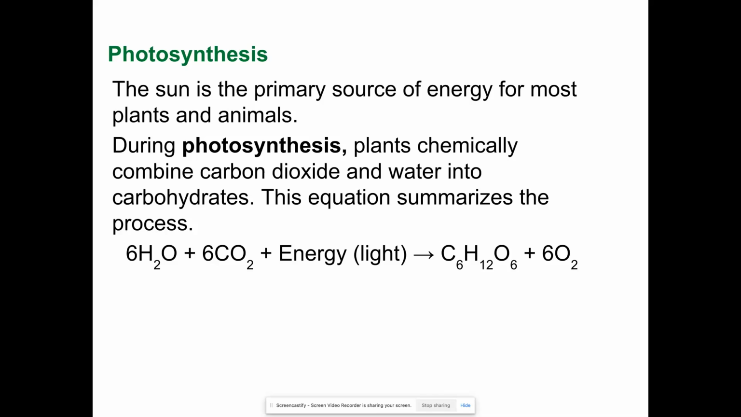During photosynthesis, plants chemically combine carbon dioxide and water to make carbohydrates. This equation kind of summarizes that process. So here we have water, here we have carbon dioxide, and then they use the energy of the light from the sun to break apart the bonds, and then it gets reassembled here into sugar, right, and oxygen. So we say that plants breathe in carbon dioxide and exhale oxygen. That's part of the photosynthesis process.